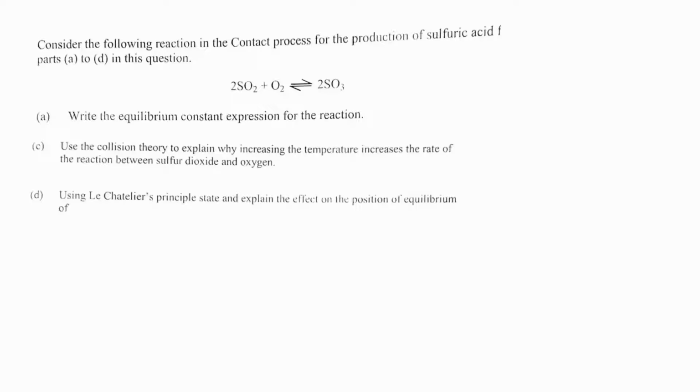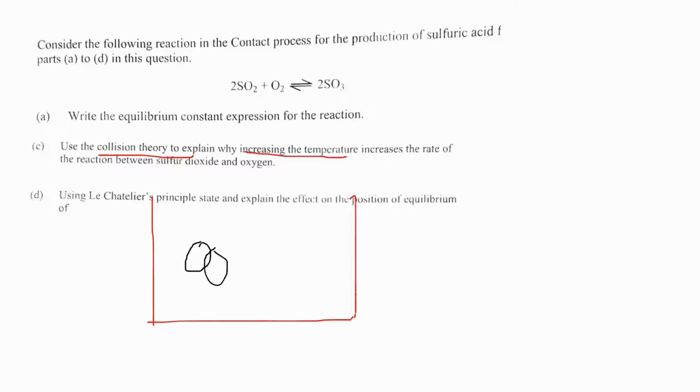C part, they have asked, use the collision theory to explain why increasing the temperature increases the rate of reaction between sulfur dioxide and oxygen. So for this I will make a container to explain to you. Here I will make sulfur dioxide. This black colored molecule is sulfur dioxide, and I will put a blue colored molecule as our oxygen molecule. So I will make here 2-3 sulfur dioxides and 2-3 oxygen molecules.